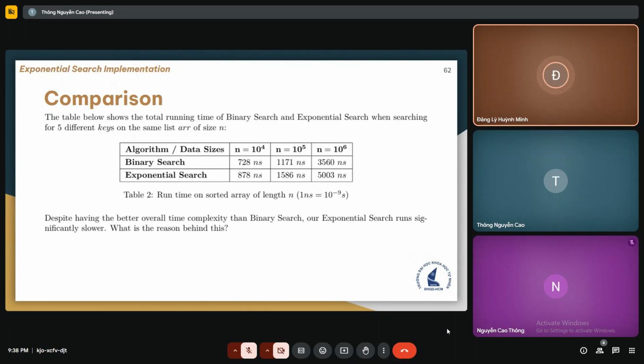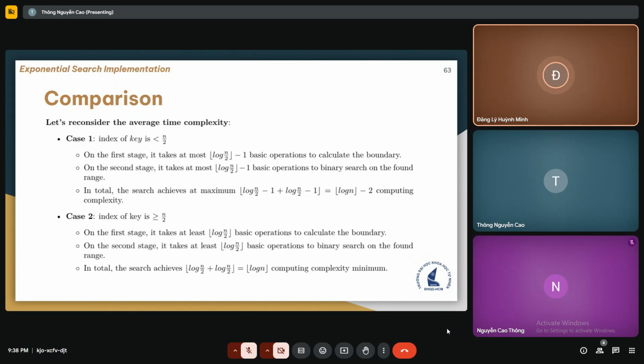Despite having the better overall time complexity than binary search, our exponential search runs significantly slower. What's the reason behind this? Let's reconsider the average time complexity. In case 1, the index of key is on the lower half of the array, and in total, both the operations take log n over 2 minus 1, so the total is log n minus 2 computing complexity.